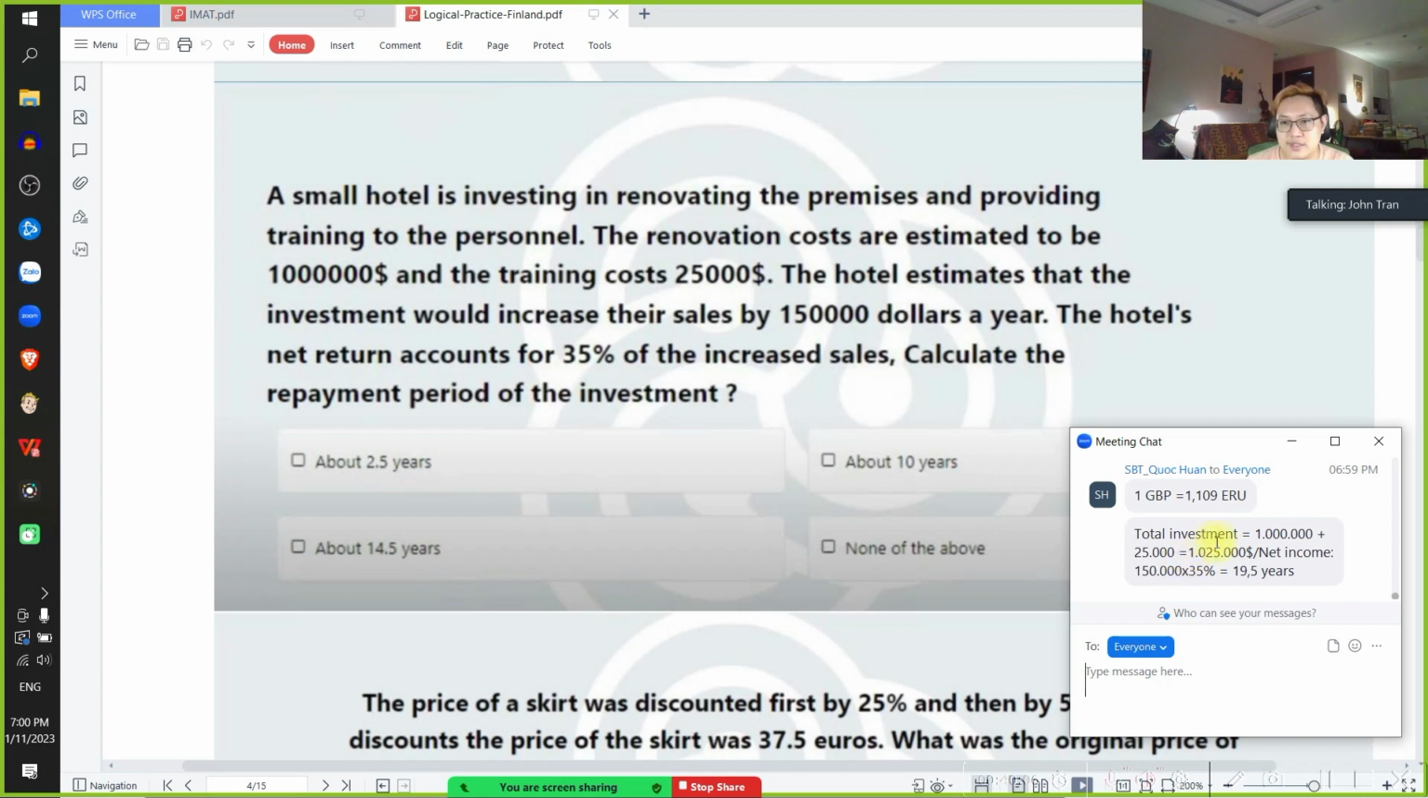So Mr. Huan said that okay, total investment is 1 million plus 25,000. Okay, and the net income is $150 times 35% increase. That's 1 year, right? Một năm thì là cái net return có 35% nhân cho 150. So after about 20 years, about 19.5 years, you should get repaid for what you did. So the answer is none of the above. Câu trả lời là chẳng có câu nào trên đống này luôn. 19.5 mới đúng.